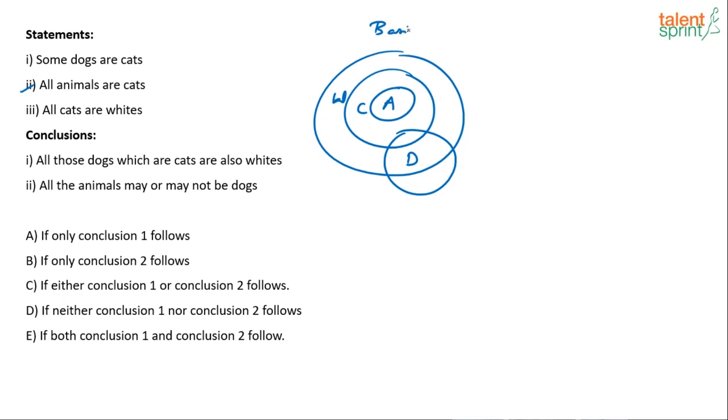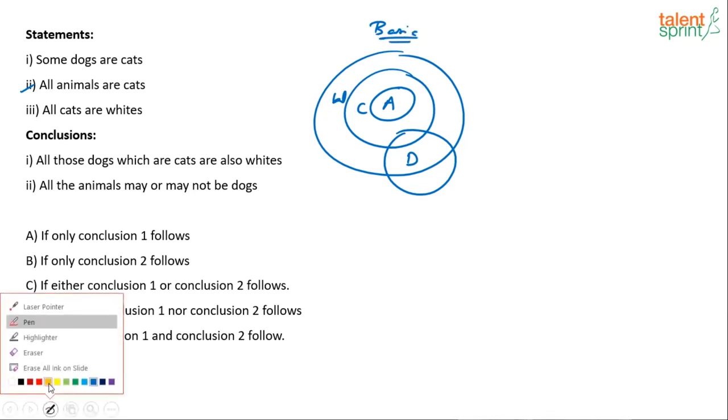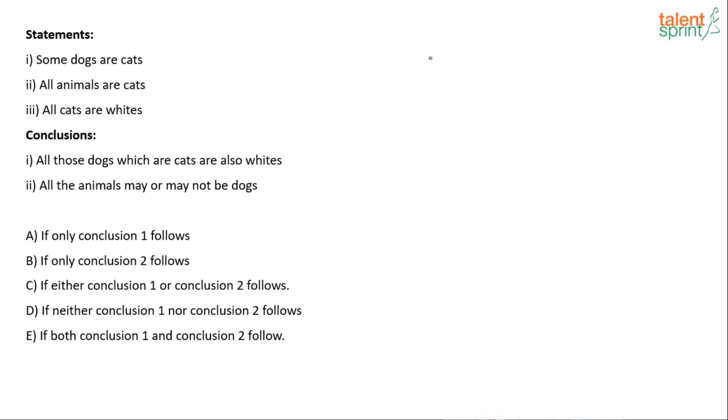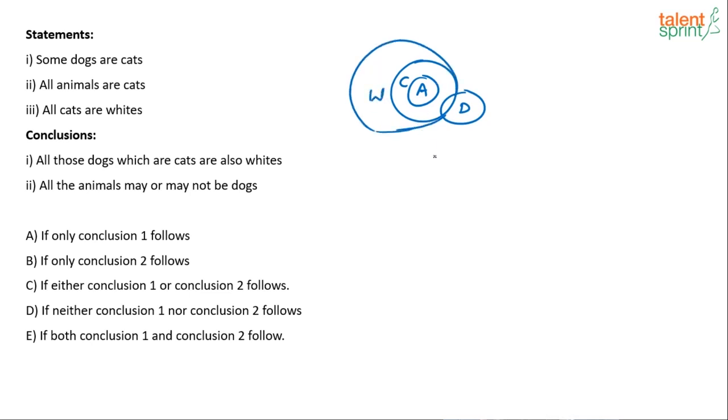Nothing wrong with this. But otherwise, what you can do is you can also take it in this fashion. Let me just draw it in another way. This also is correct. Nothing wrong with it. But let me draw it in a way so that analyzing it becomes easier, right? So all animals are cats. Some dogs are cats. And then all cats are whites. I'm trying to avoid overlapping of whites and dogs to the extent possible. Yeah. So this is the basic diagram.